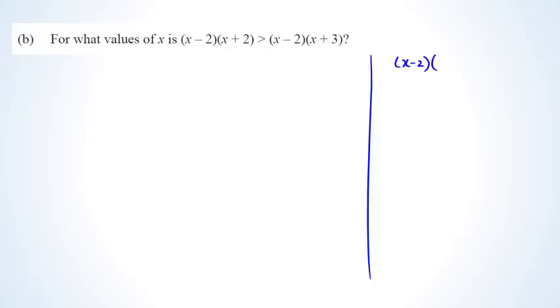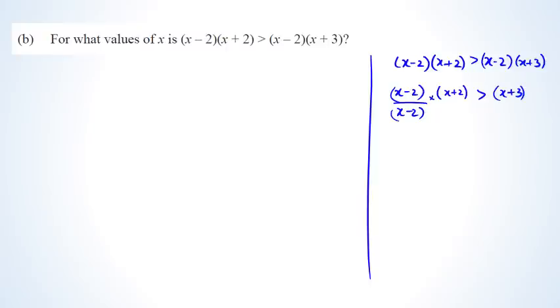So I did x minus 2 times x plus 2 is greater than x minus 2 and x plus 3. Because x minus 2 was on both sides as a common factor, I decided to do this. X minus 2 divided by x minus 2 multiplied by x plus 2 is greater than x plus 3. Okay, so when I did this, what happened was, I cancelled out these two things, and I ended up with an equation that said x plus 2 is greater than x plus 3. So I was like, oh yeah, let's just keep going.